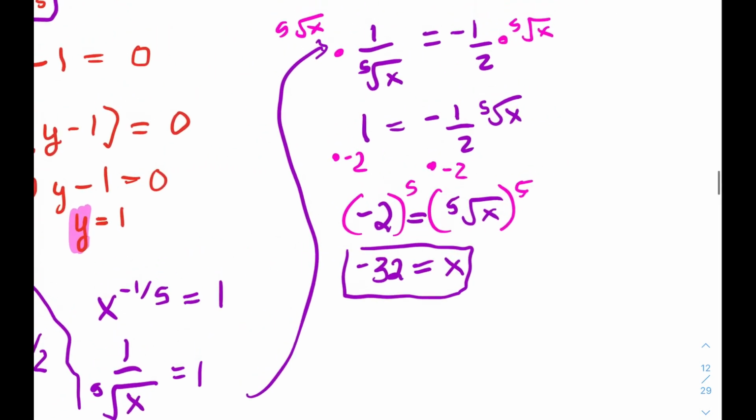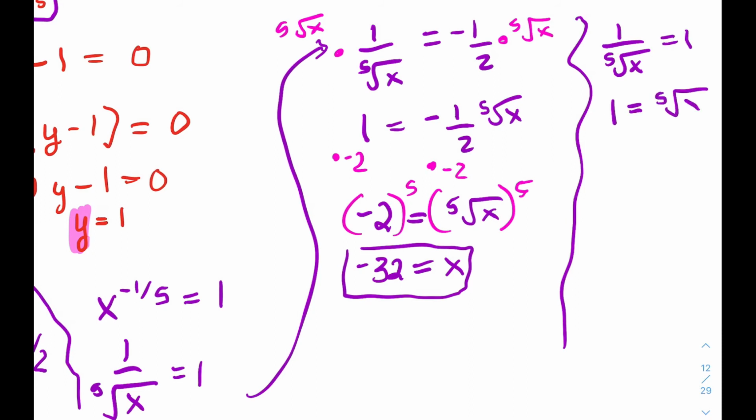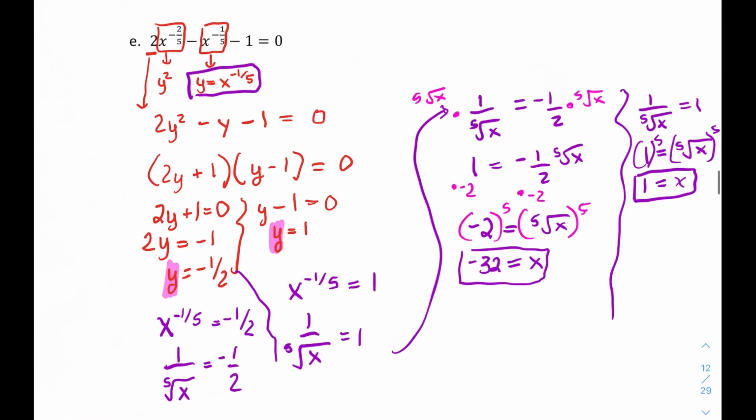I boxed it, I checked it, it works. Your second one is just 1 over the 5th root of x equals 1. Again, multiplying both sides by 5th root of x and then raising to the 5th power. This time you just get x equals 1.